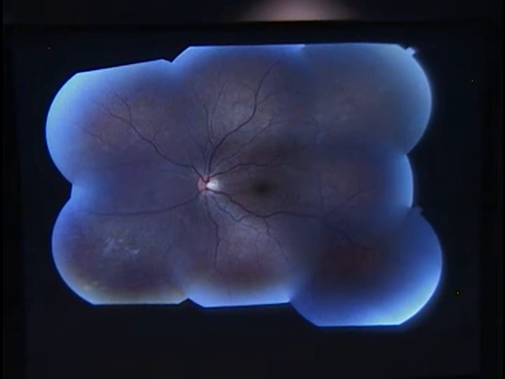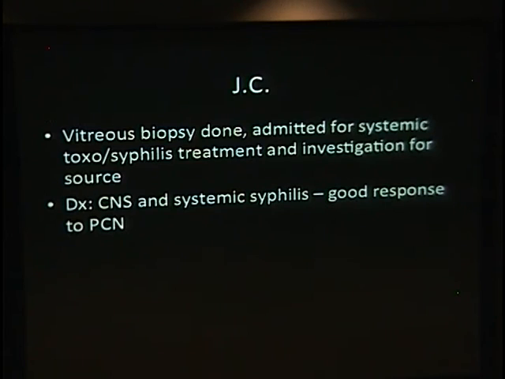A little bit better picture of it. Just some little whitening areas above the retina, maybe some in here and up out here as well. So he had a vitreous biopsy, and he was admitted for treatment of toxo and syphilis, and a workup for the source. He ended up with CNS and systemic syphilis, so his LP was positive, and he had another good response to penicillin.